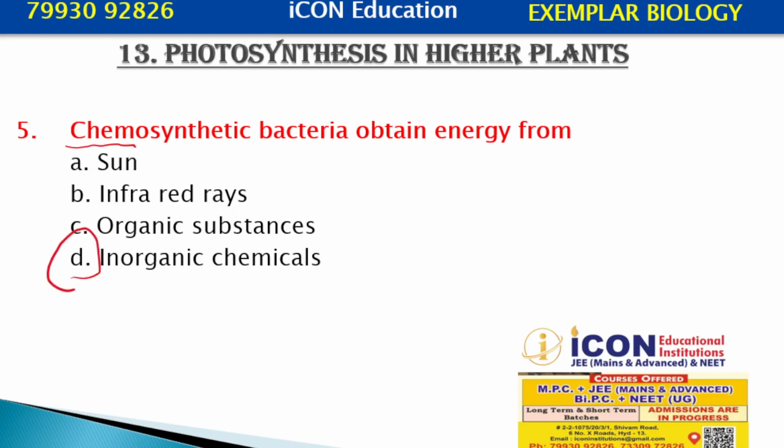The source of carbon is the same for both of them. For photoautotrophic and chemoautotrophic, the source of carbon is carbon dioxide. The only difference is the source of energy. The source of energy in photoautotrophs is light and in chemoautotrophs is inorganic chemicals.